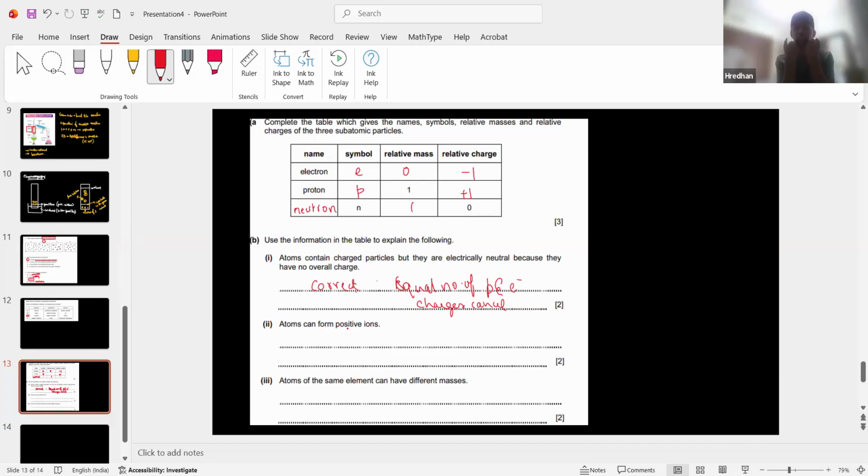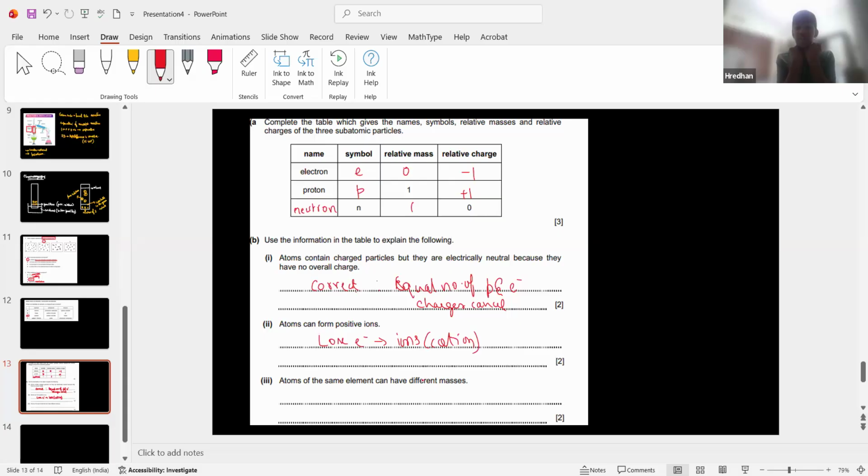Okay. Atoms can form positive ions. How do you explain this? They lose electrons. So they become positively charged ions. If they lose electrons, they become positively charged ions, which we call cations.